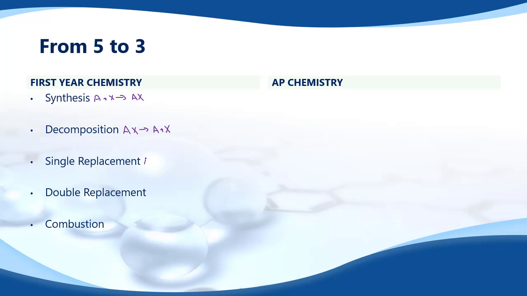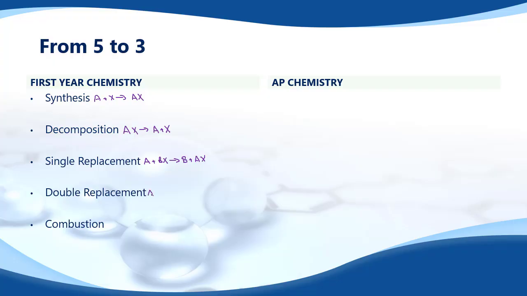Single replacement, you have an element and you have a compound. And what happens is the element switches out for one of the elements in the compound. Metal replaces metal, non-metal replaces non-metal, right? So in this case, A and B are both metals. So I'm going to have B plus AX.